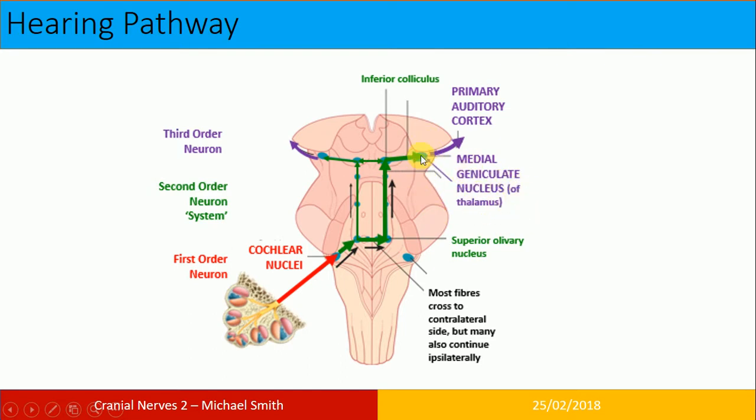This is where they will then synapse again. So as we said earlier, we have our optic nerve synapses at our lateral geniculate nucleus, and our hearing pathway is at the medial geniculate nucleus. And this then travels to our primary auditory cortex, which sits in our temporal lobe.